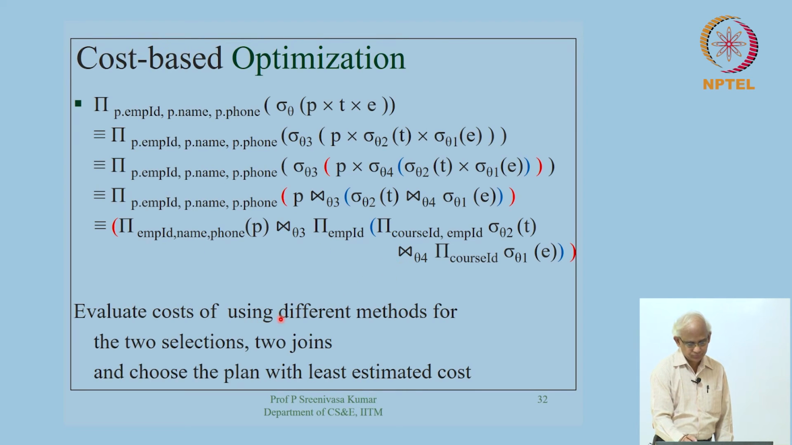Now we have to find out how this join can be evaluated, and how this join can be evaluated, and how this join can be evaluated, that is, find out the methods for evaluating these things.